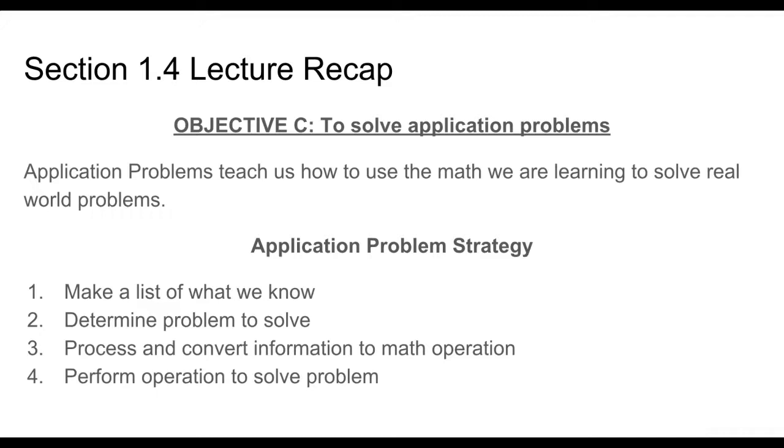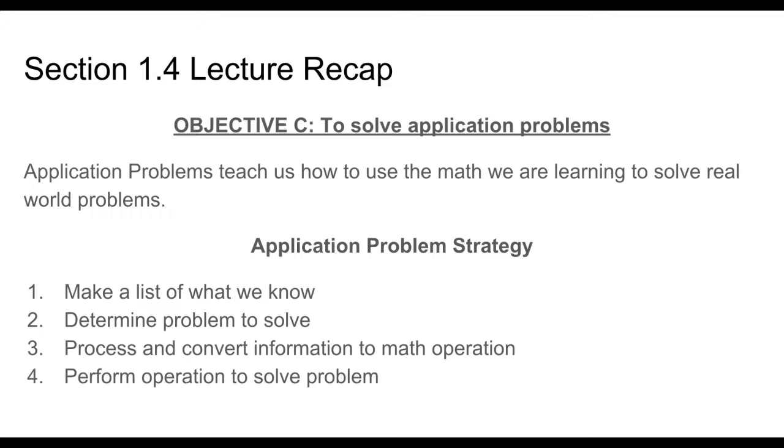The application strategy is a 4-part process, even though there are some sub-processes in between. So we can break it down into 4 sections. 1, we need to make a list of what we know, and what we know is based upon what we're able to read and gather from the application problem itself. 2, we determine the problem that we need to solve, and that information is also contained within the application problem. The third thing we need to do is process and convert that information that we know to a math operation we're going to perform.